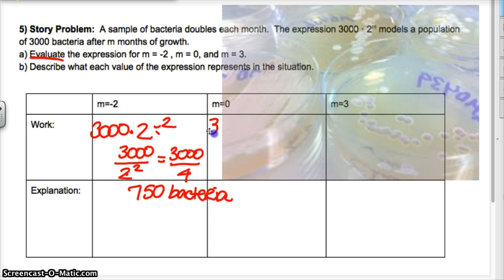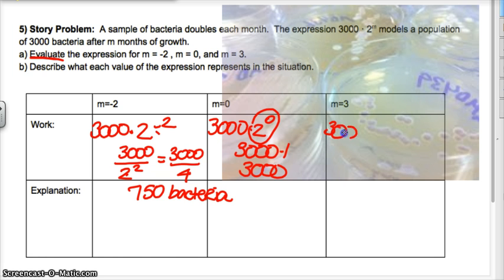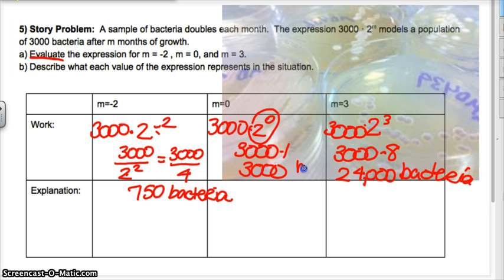M to the 0, so this one's 3,000 times 2 to the 0 power. Anything to the 0 power is 1, however the 0 is only touching the 2. So it's 3,000 times 1, which is 3,000. Lastly, 3,000 times 2 to the 3rd power. 2 to the 3rd power is 8. So 3,000 times 8 is 24,000. And this is bacteria, as is this 3,000 over here.